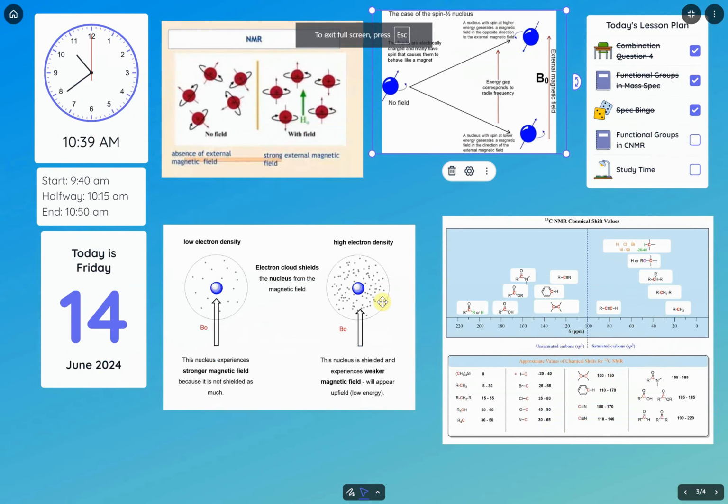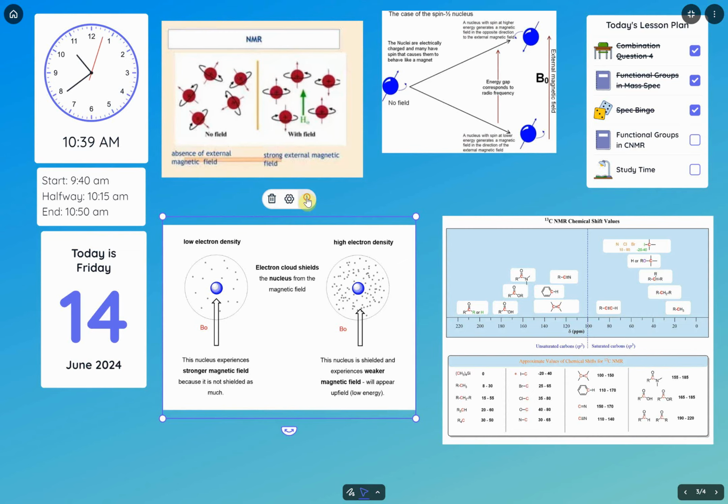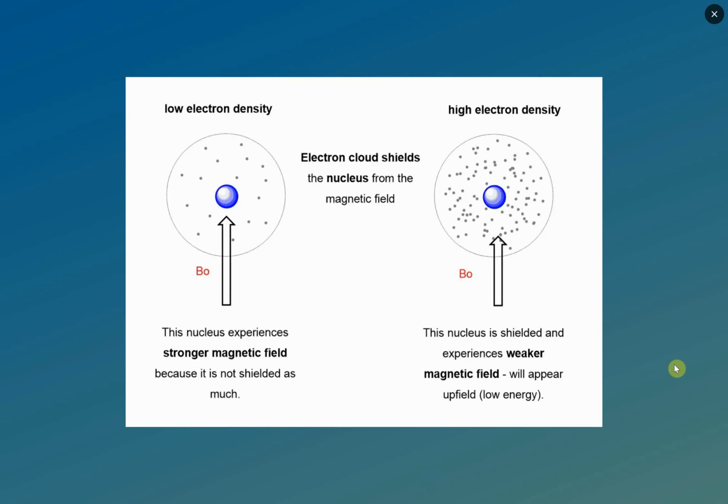The next thing we're talking about is electron density. Spotlight that again. All right. So electron density, and this is going to come into play if you want to do the thermochemistry external.